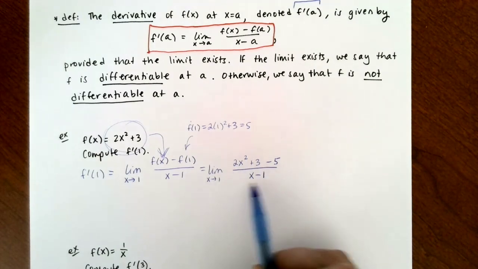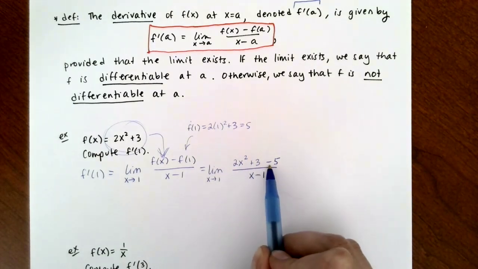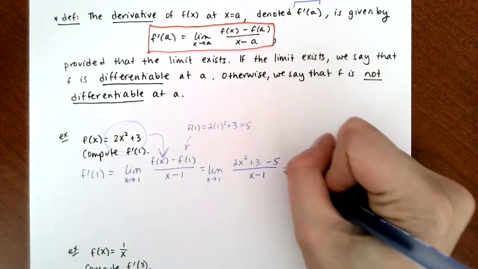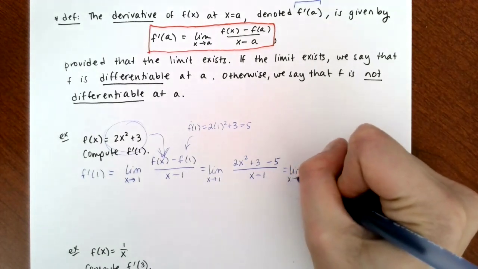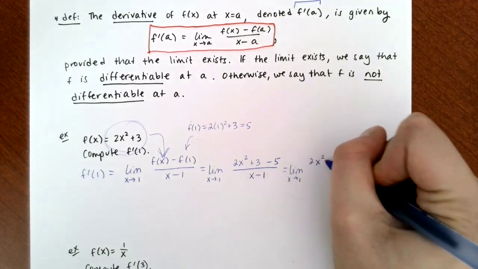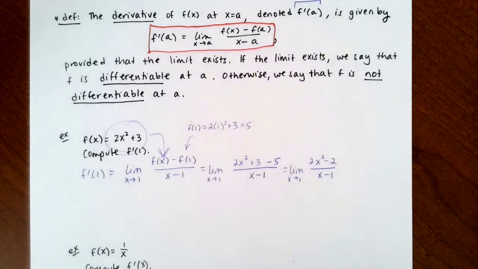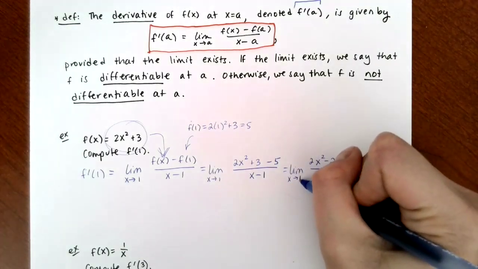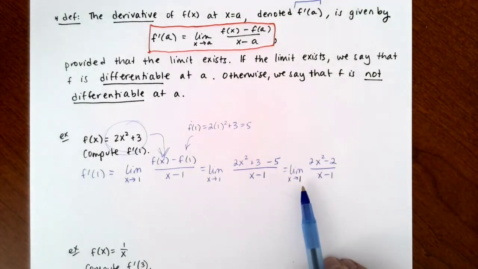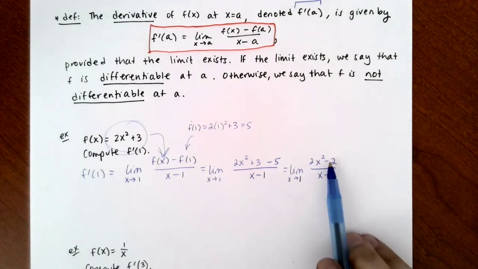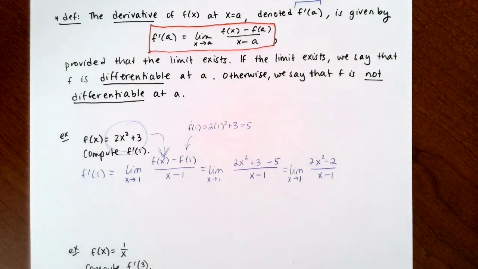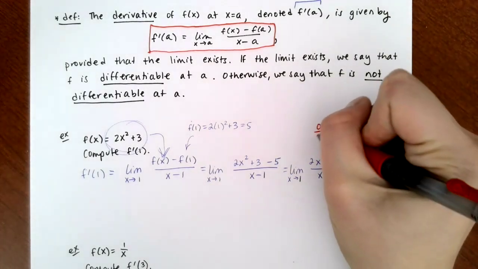Okay, so I'll clean up my numerator here. Plus 3 minus 5 is a minus 2. So I have 2x squared minus 2 over x minus 1. And now I just have a limit problem. So I can switch into limit mode. And I say, okay, if x is approaching 1, let me just try to plug in 1 and see what happens. And if I do that, I get 0 over 0. All right, so that's my limit type, 0 over 0.